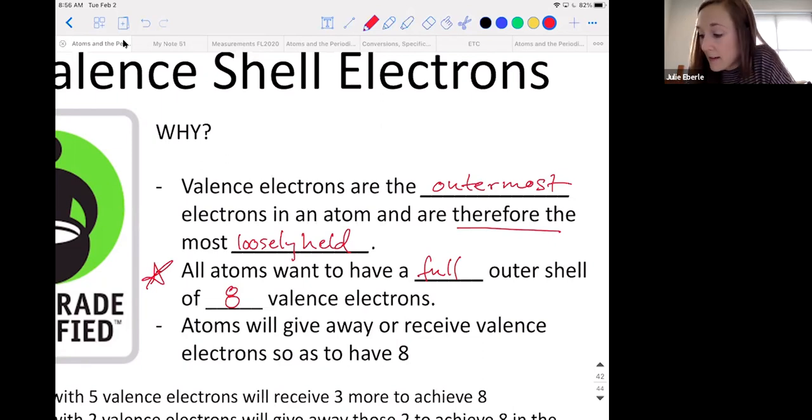So because of that, atoms have decided in their own society that they will give away or receive valence electrons so as to have 8. Okay, so if we had a constitution for atoms, it would say everybody can do what they want to do to get 8 valence electrons in their pursuit of stability.